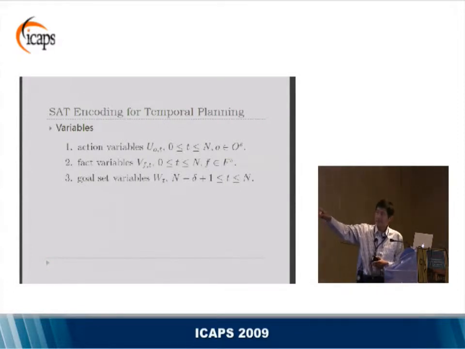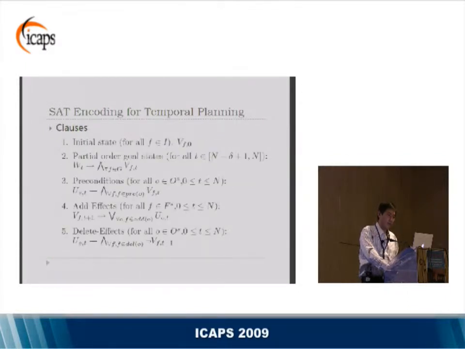And there are a bunch of goal variables. For multiple time steps, for each time step, we define a goal variable. During the branching in the SAT solving, we would try to enforce some ordering between those goal variables in order to achieve optimality. And there are a bunch of clauses.